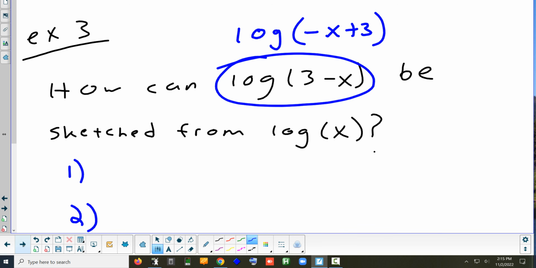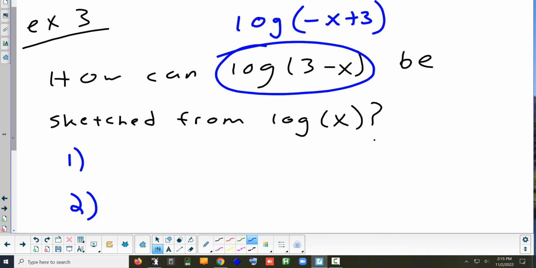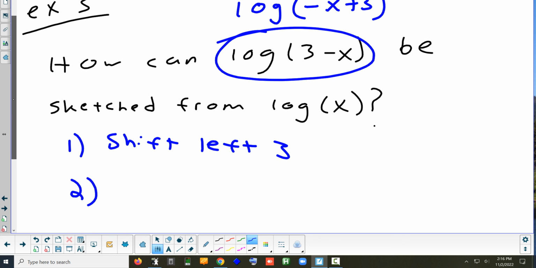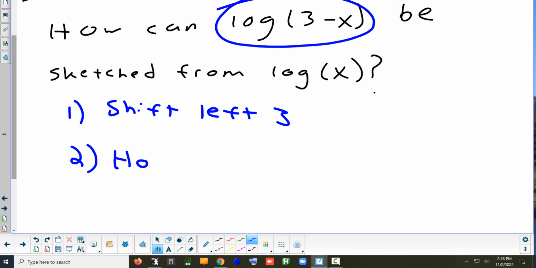All right? So we're going to start with the plus 3. What does the plus 3 inside the parentheses do? So that's going to shift us left. I need to know how much. Three. So shift left 3. You could say horizontal shift left 3. That's okay too. And now the second thing is my negative. Grady, what's that negative going to do in front of the x? That's a horizontal reflection. Exactly. That is a horizontal reflection.